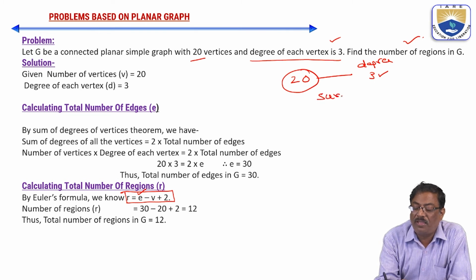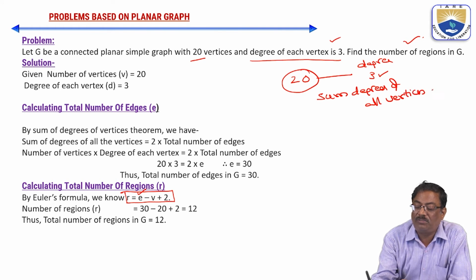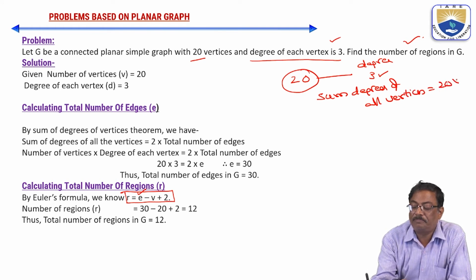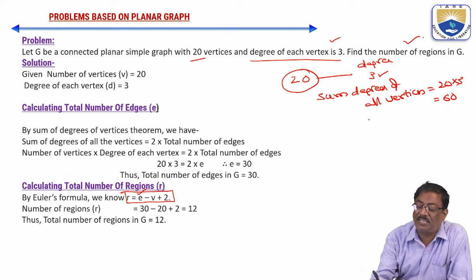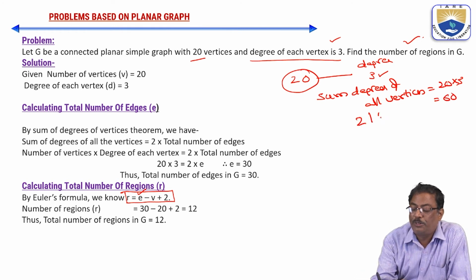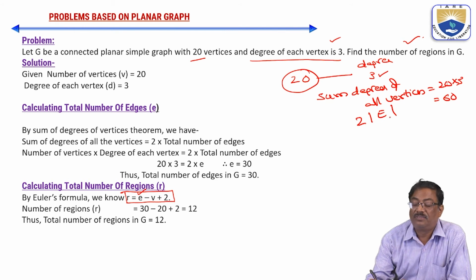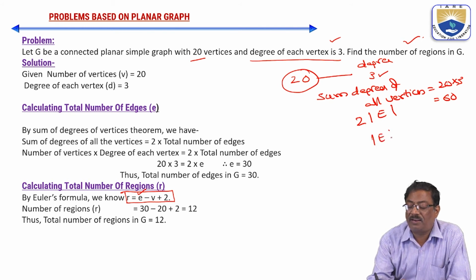So sum of the degrees of all vertices, each is nothing but, so it is 20 into 3. So it is 60. Sum of the degrees of all vertices, which is nothing but by handshaking property 2 into number of edges. So number of edges are, let us say, 60 by 2, it is 30. So E is equal to 30.